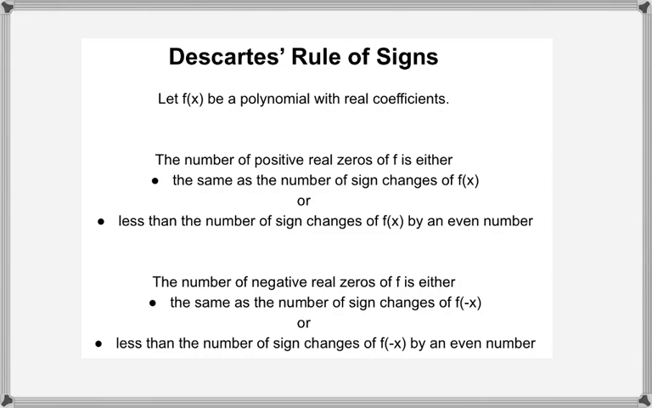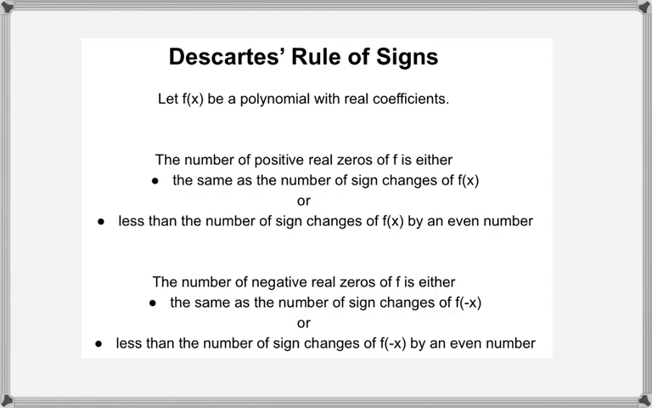So if f of x is our polynomial, we look at the number of sign changes. We put the terms in order from highest degree to lowest degree, and then we follow from left to right and count the number of times the sign changes between positive and negative. That's what we mean by sign changes. So the number of positive zeros of the function is either the same as the number of sign changes or it's less than that by an even number.